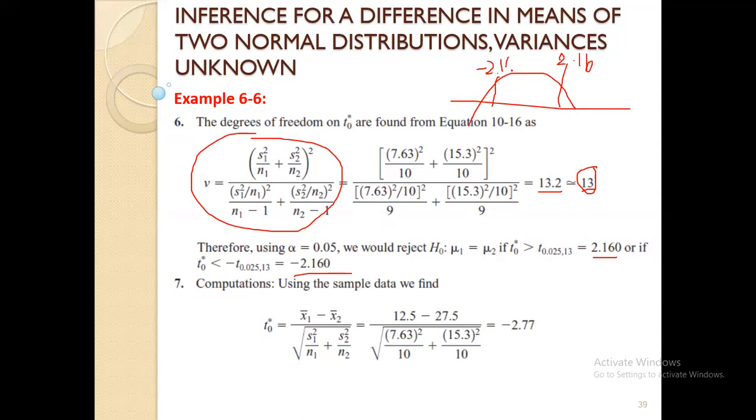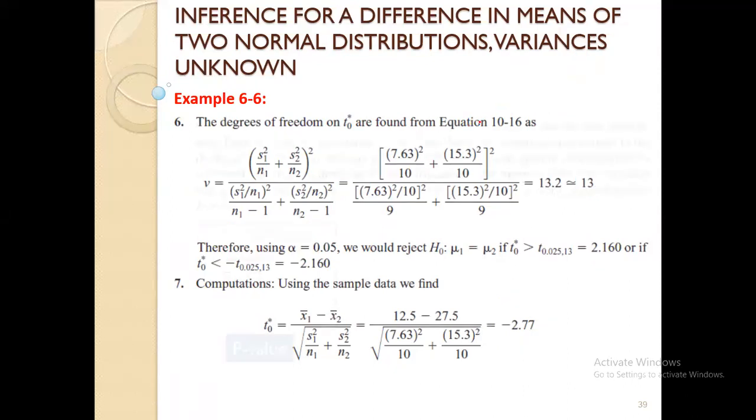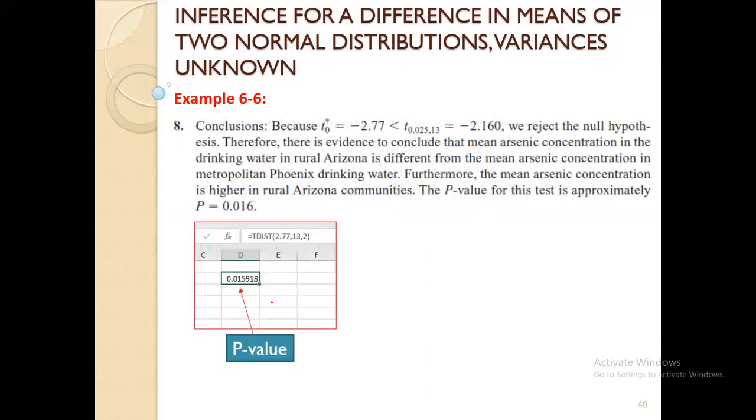Okay. And then you calculate T0, which is minus 2.77. It's less than minus 2.16. You reject. That's right. You reject. That means the concentration of arsenic in rural and in metropolitan is not equal. That's right. It's not equal. And also the p value is less than alpha. You reject.